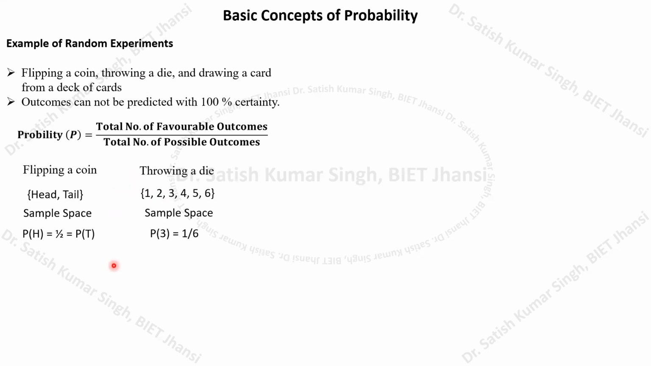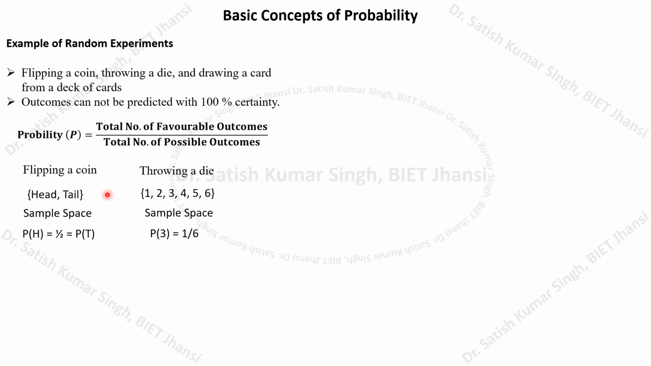Let's try to understand this equation. If we consider the experiments of flipping a coin or throwing a die, in the case of flipping a coin there will be two outcomes, head and tail. If we consider the probability of the outcome being a head, there are a total of two outcomes, head and tail, and only one of them is head. So following this formula, the probability comes out as 1 by 2. The probability of coming up tail is the same as head in this particular case.